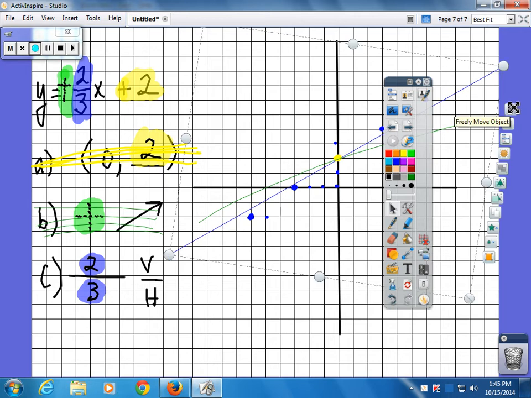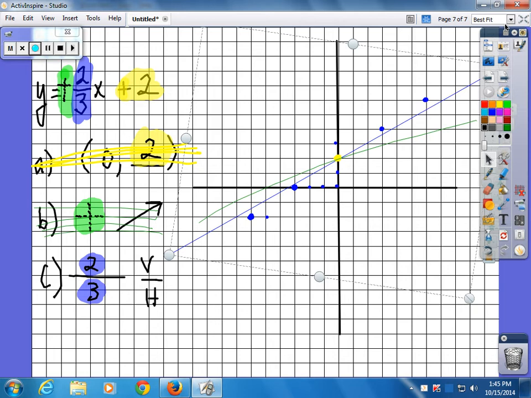Y'all see it. Now after I draw my blue line, do I need my green line anymore? No, you can pretty much erase it because all it was to show you where to plot your what? Plot your points. That's it.